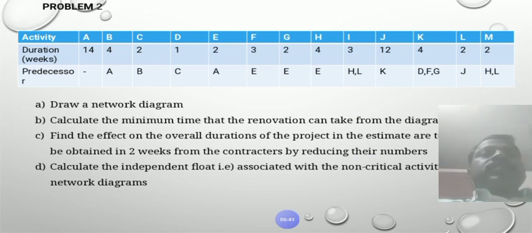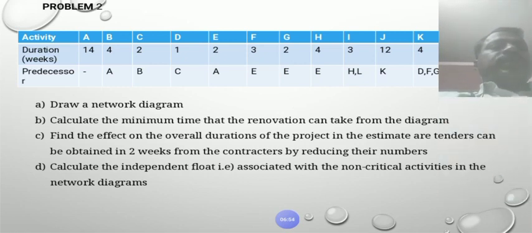Next problem: the activities, durations and predecessors are given. Draw a network diagram and calculate the minimum time that the renovation can take from the diagram. Find the effect on the overall duration of the project if the estimate or tenders can be obtained in 2 weeks from the contractors by reducing their numbers. And the last one, calculate the independent float associated with the non-critical activities in the network diagram.